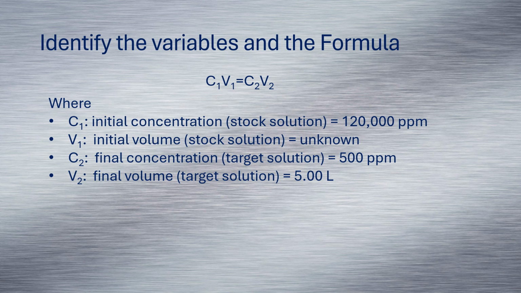When you see a dilution or concentration problem on your OHST exam, start by identifying each variable in the formula C₁V₁ equals C₂V₂. C1 is your starting concentration, your stock solution. Here, that's the 12% bleach, or about 120,000 parts per million. V1 is the volume of that stock you'll need to measure. That's what we're solving for, our unknown. C2 is that final concentration you want, 500 parts per million. And V2 is the total final volume, 5.0 liters.